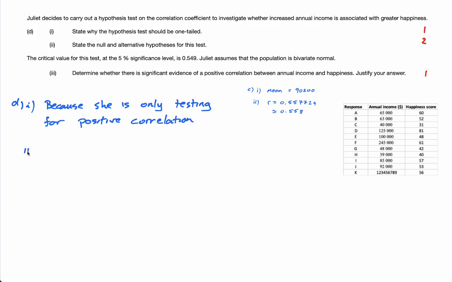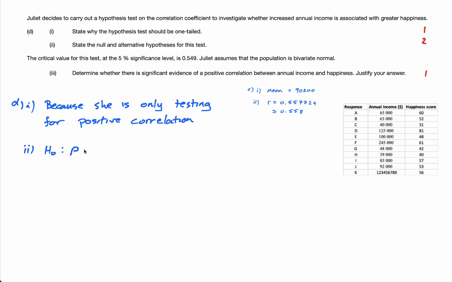Okay, part 2. State the null and alternative hypothesis for this test. Hypotheses. So the null hypothesis is that there's no correlation. Now guys, we have to use the letter rho for the testing for correlation hypothesis test. We have to use rho because r is the R value that we got from part C. This is the correlation coefficient for the sample. Rho is the correlation coefficient for the entire population.